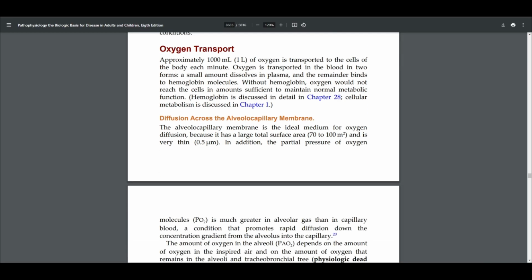Oxygen transport. Approximately 1 liter of oxygen is transported to the cells of the body each minute. Oxygen is transported in the blood in two forms. A small amount dissolves in plasma, and the remainder binds to hemoglobin molecules. Without hemoglobin, oxygen would not reach the cells in amounts sufficient to maintain normal metabolic function. We talked about hemoglobin in chapter 28.